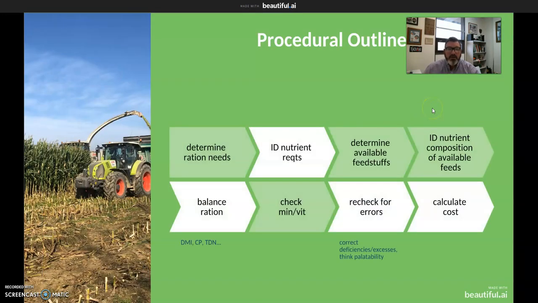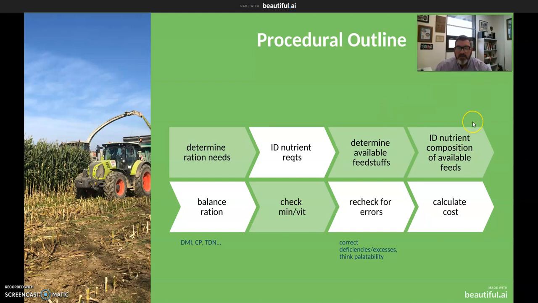The procedural outline, and I've tried to give you a step-by-step practical approach here. Determine the ration needs, identify the nutrient requirements that those animals have, figure out what feedstuffs are available. You've got to use what you have access to. Of course, we'd like to perhaps from time to time feed a number of other different things, but on occasion those feeds that might sound good in a ration just simply aren't available.